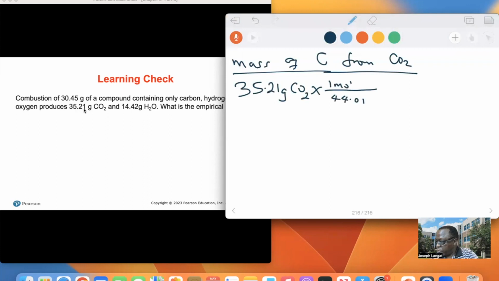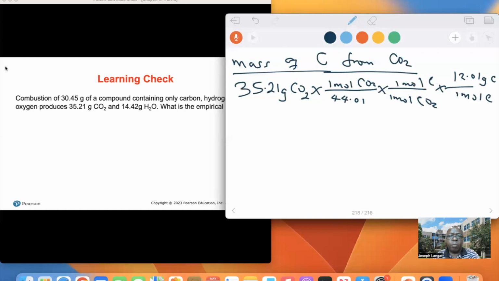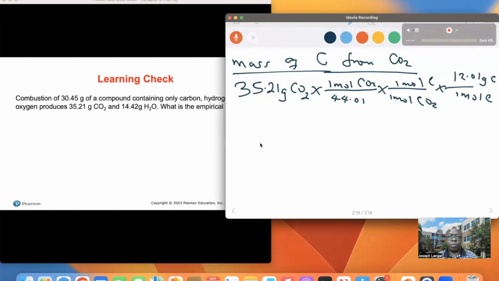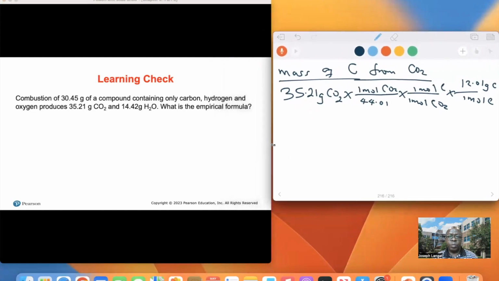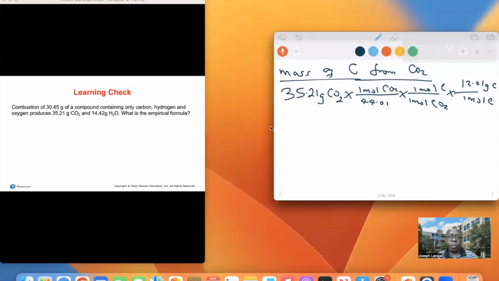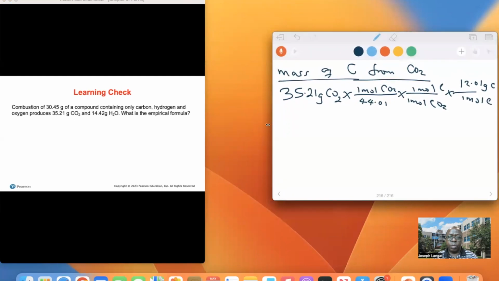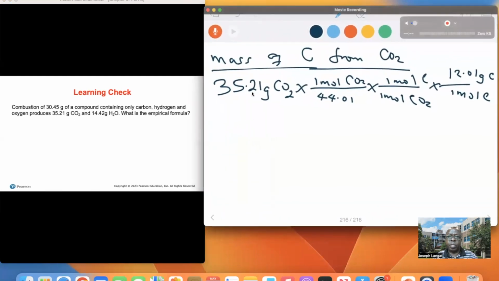1 mole of CO2 times, for every 1 mole of CO2, there is 1 mole of carbon times the molar mass as a conversion factor, grams of C per 1 mole of C. Let's understand what's going on here. From the mass of CO2, we need to find the mass of carbon. We need to find the mass of carbon by having this set up here.